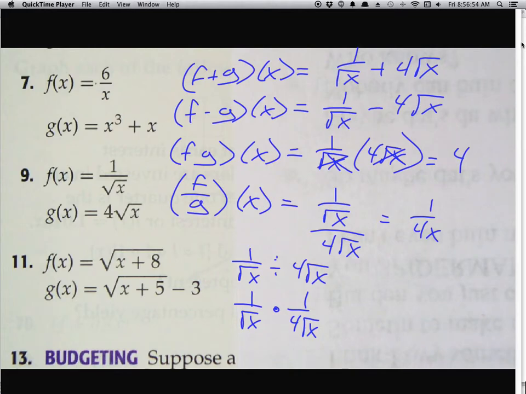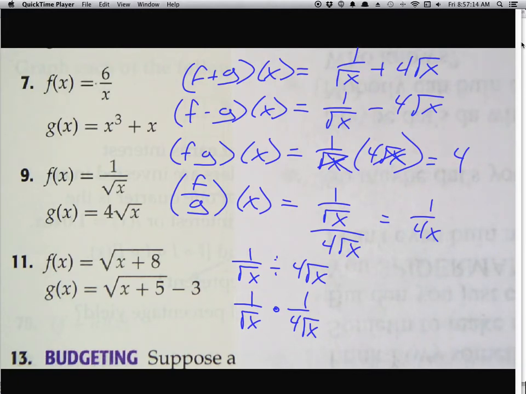Square roots cancel out, and I end up with 1 over 4x. That's probably the easiest way to do it right now. Eventually, I'm going to show you a different way, but when we're doing something small like this, that's the quickest and most efficient way: write them side by side, flip the right one, and multiply.